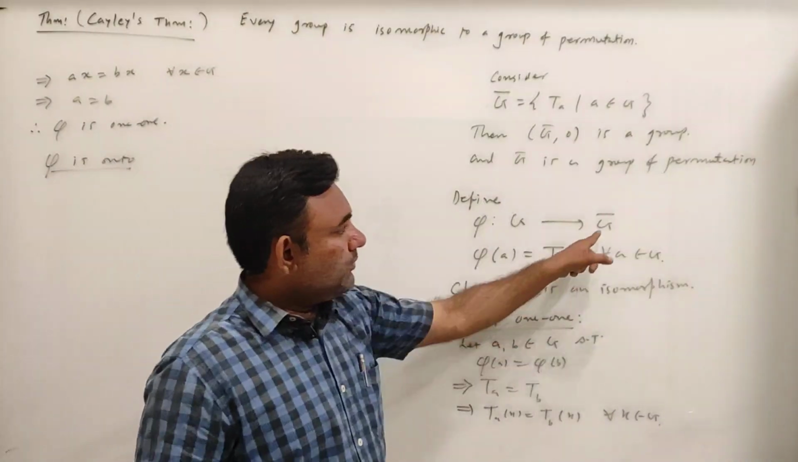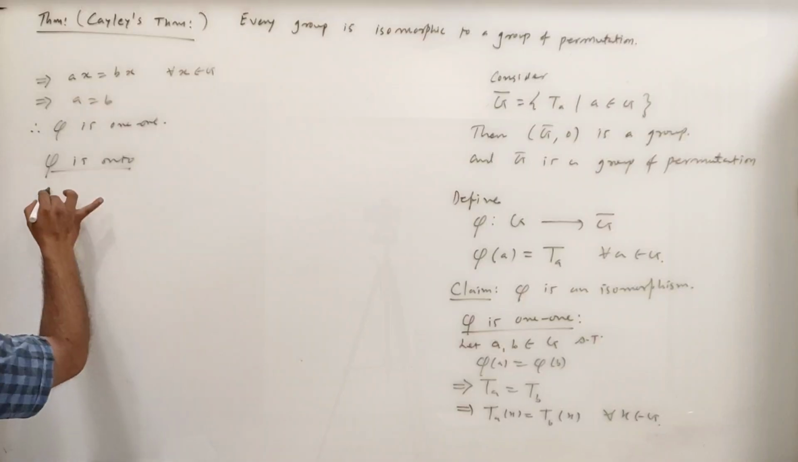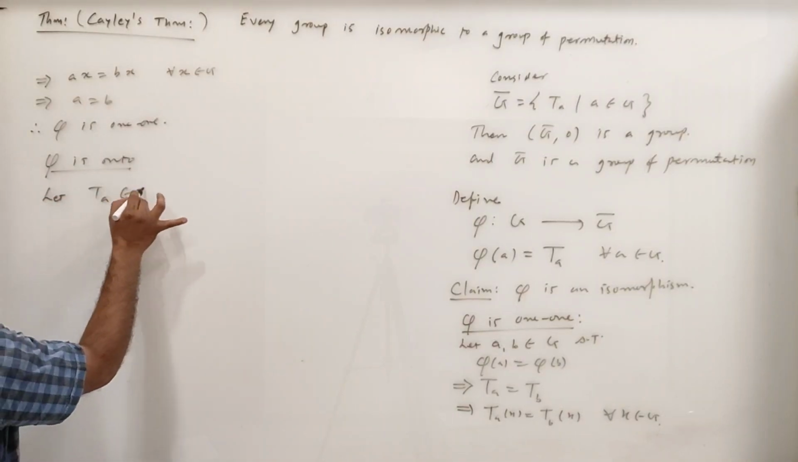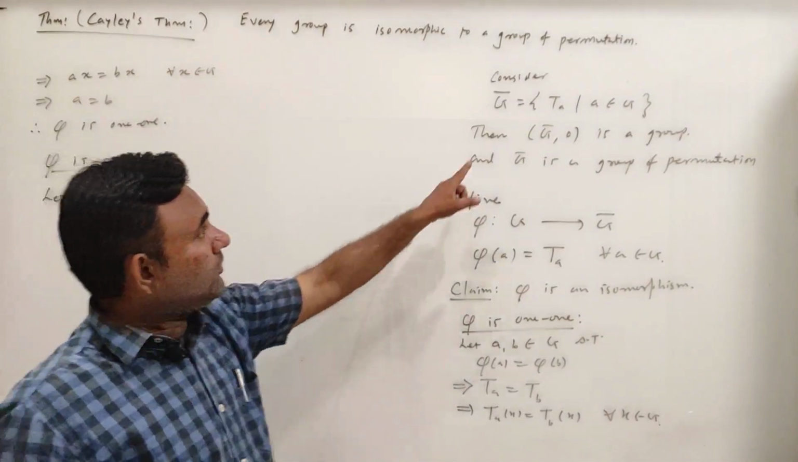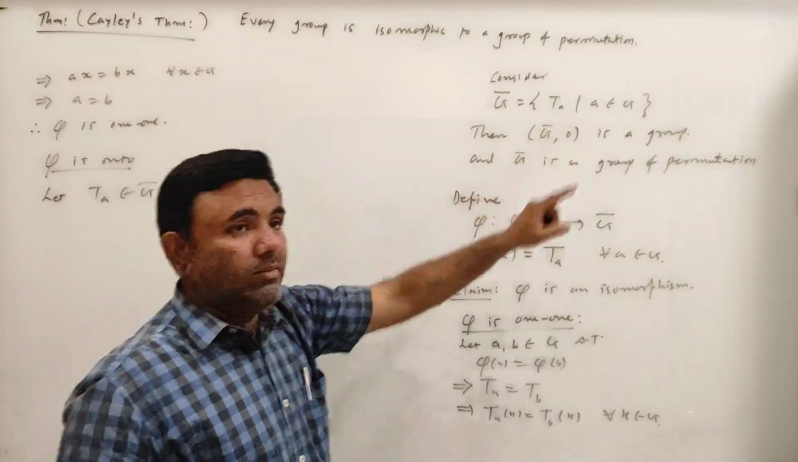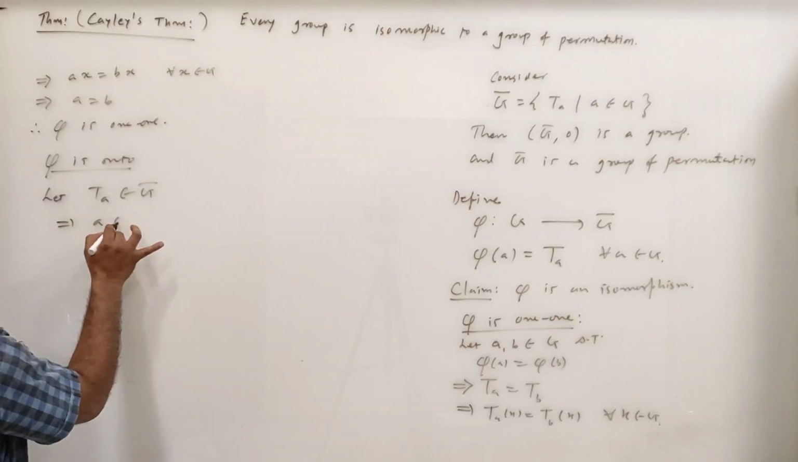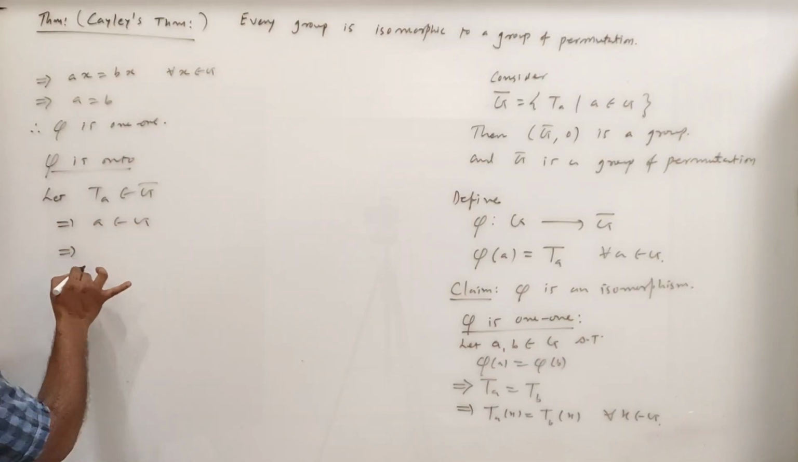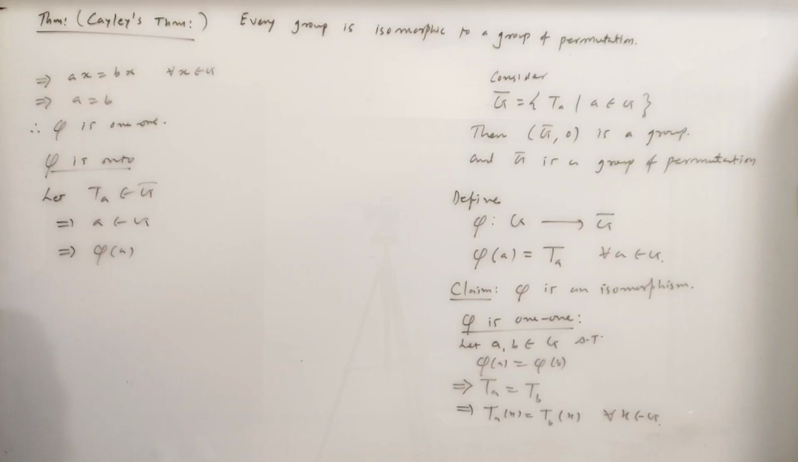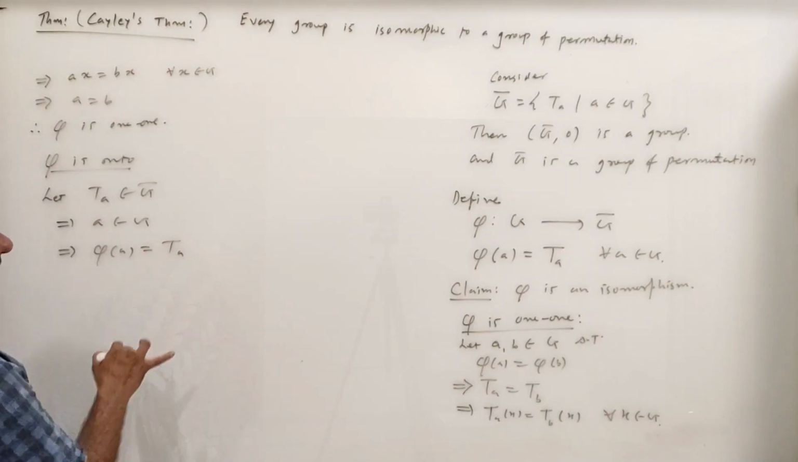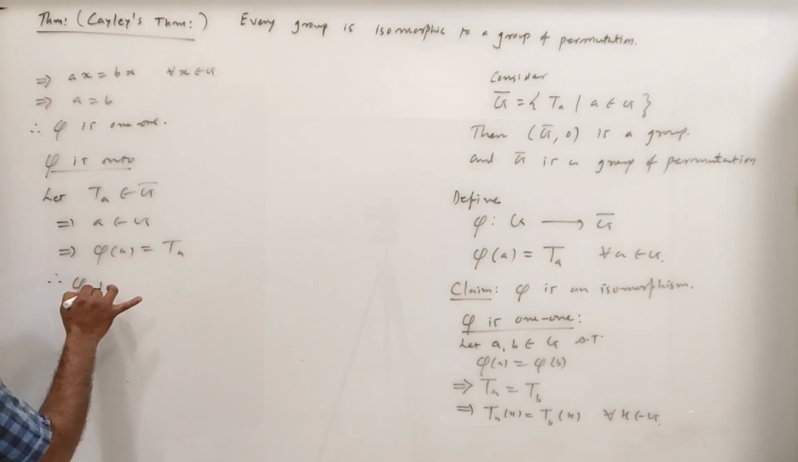You take any element from G bar. Then an element of G bar is of the form TA, where A belongs to G. So let TA belong to G bar. This implies A will be in G. So phi A will be what? By definition phi A is TA. So therefore phi is onto.